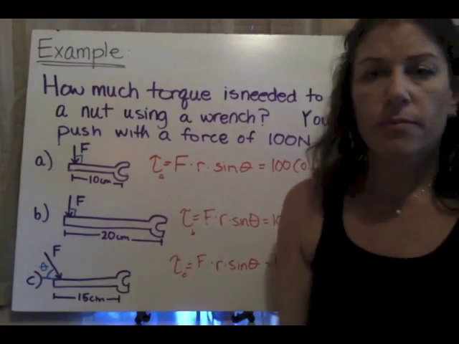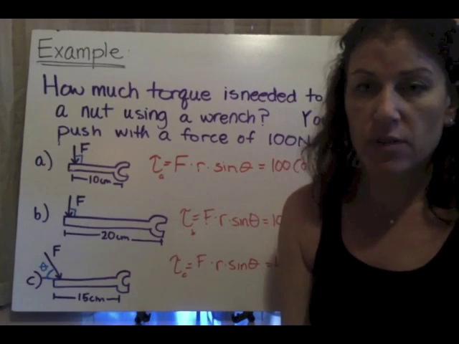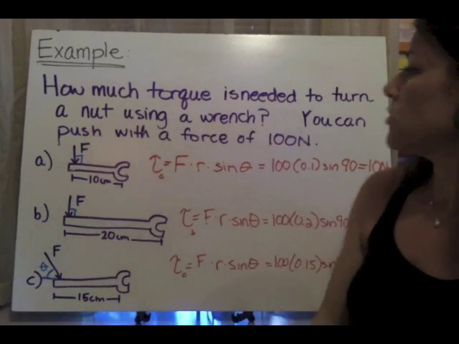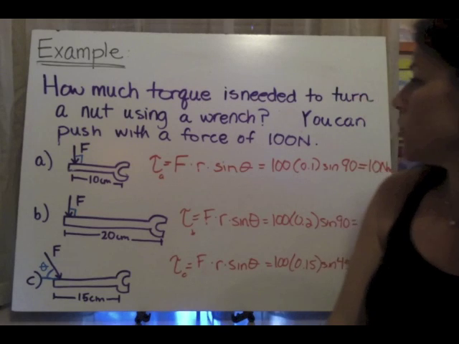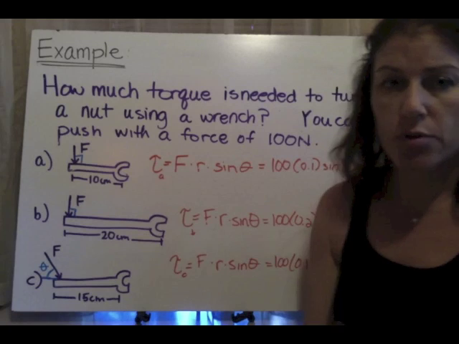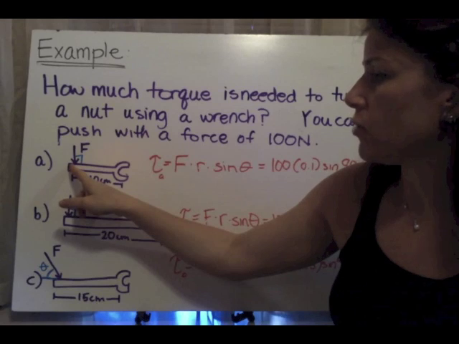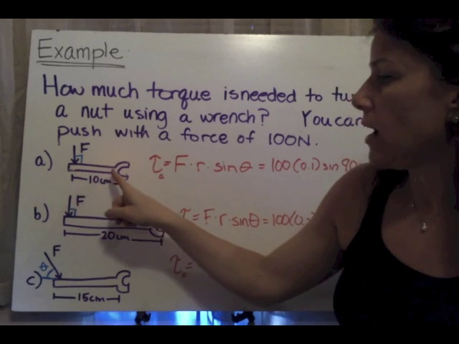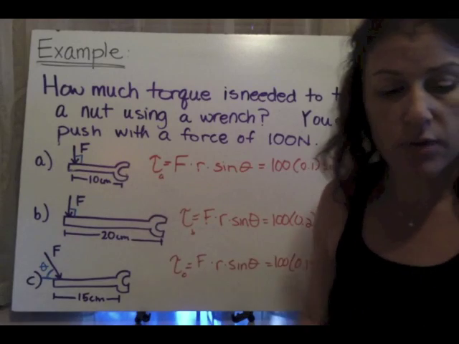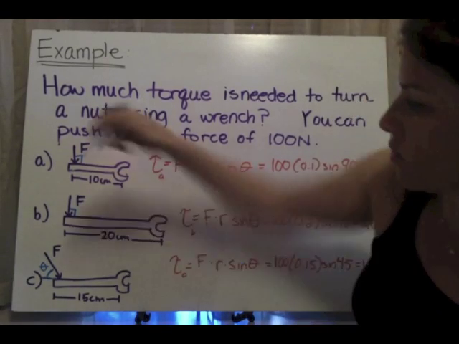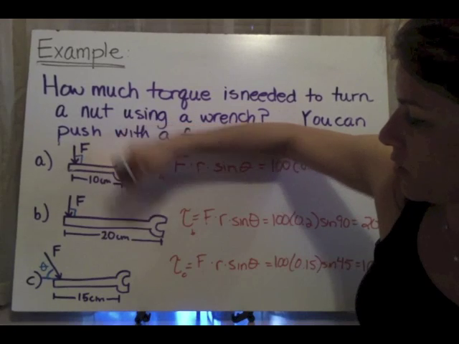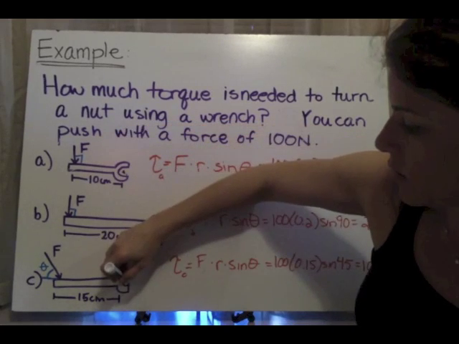So here's a typical example or set of examples. How much torque is needed to turn a nut using a wrench? You can push with a force of 100 newtons, so we'll keep it simple. So here's your force being applied. You do it at the very end of the handle, and your pivot is right here, right where the nut would be, because that's the thing that you're rotating around, this center point, right there, each time.